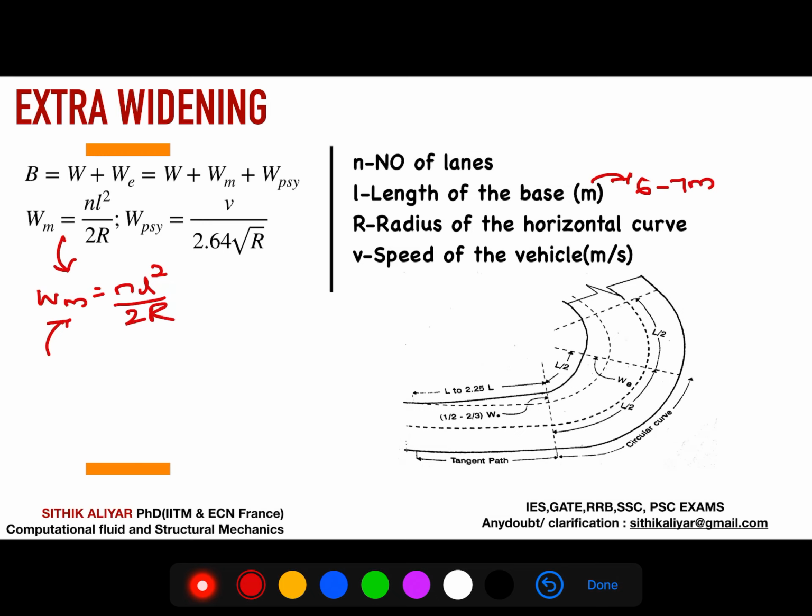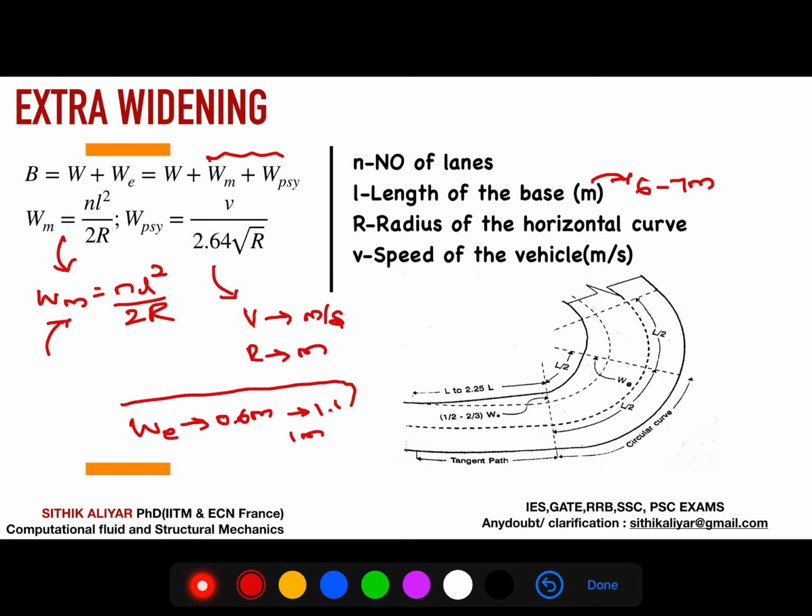Psychological widening: V is given in meter per second, and R is in meter. This is an empirical relation given by IRC. You just substitute these values and add this one. Mostly this extra widening will be in the range of 0.6 meter to a maximum of 1.1 to 1.2 meter. This depends on site condition.